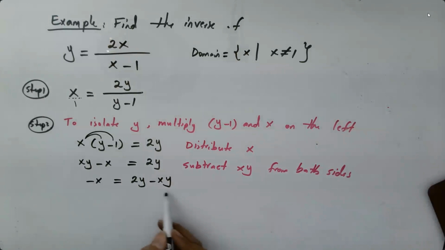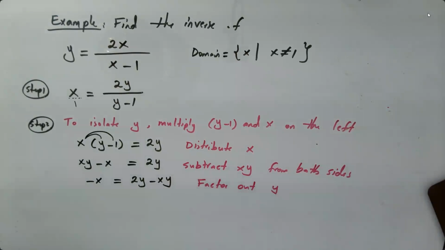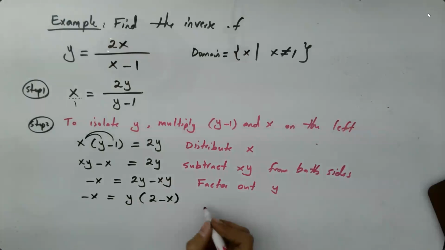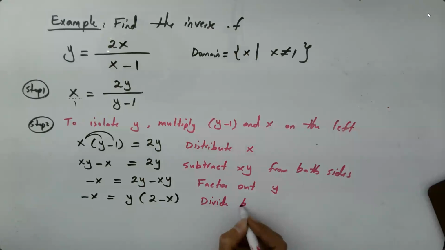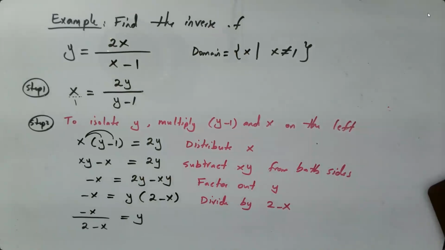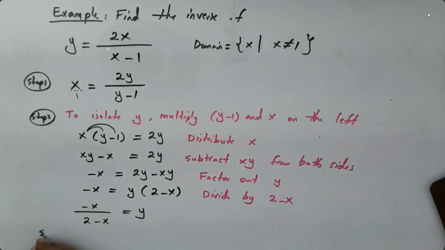Well, see, I have all y values on one side. Factor out y. There we go. I have minus x equals y, parentheses 2 minus x. Now just divide by 2 minus x. What do I get? I get minus x divided by 2 minus x equals y. Now the final step. My y is isolated on one side. I'm happy about it.